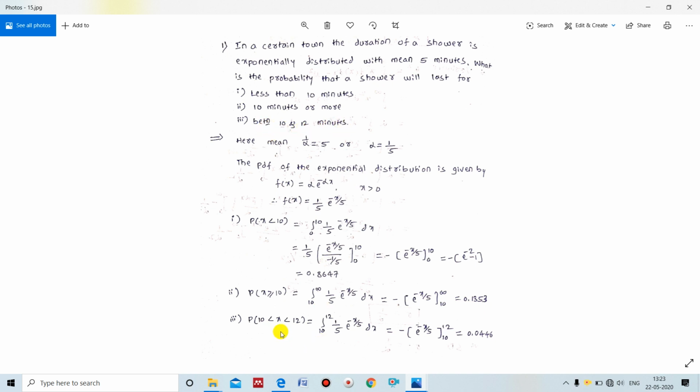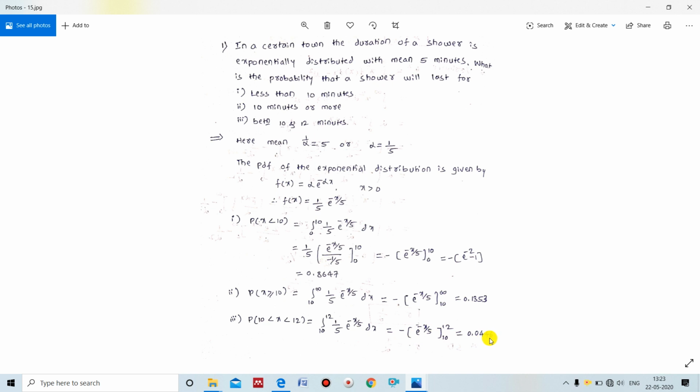Then the third question: between 10 and 12 minutes. The probability that the shower lasts between 10 minutes and 12 minutes: the lower limit is 10 and the upper limit is 12. So the integral from 10 to 12 of 1 by 5 e raised to minus x by 5 dx. It is a continuous probability distribution example. Integrate this and put the limiting values. On integration we get minus e raised to minus x by 5, put the limiting values 12 and 10, and on simplifying we get 0.0446.